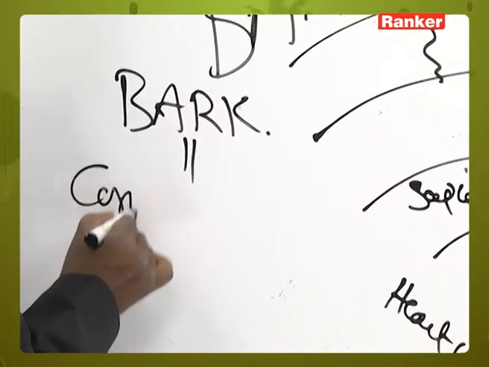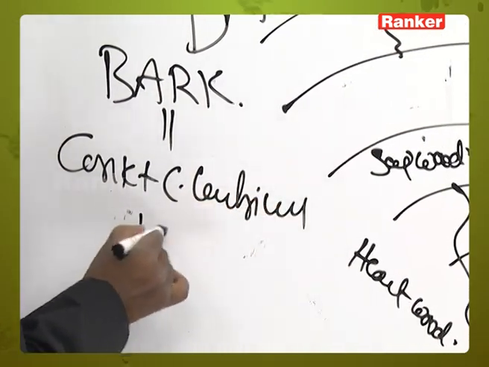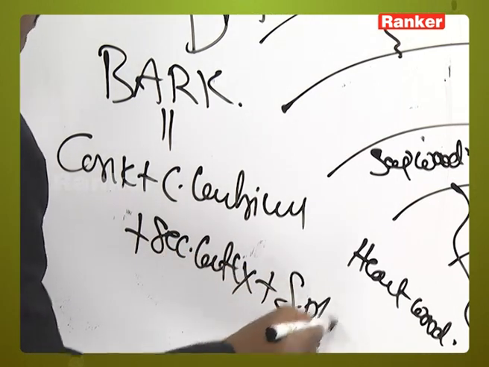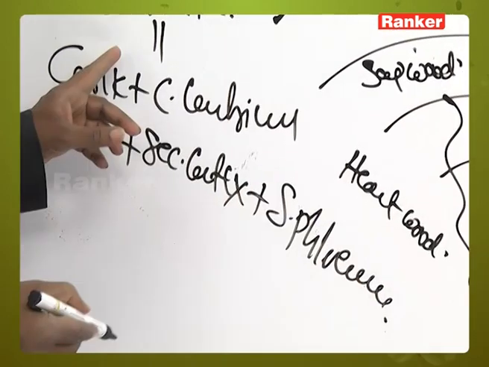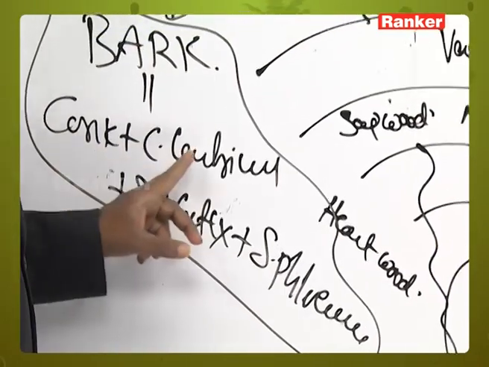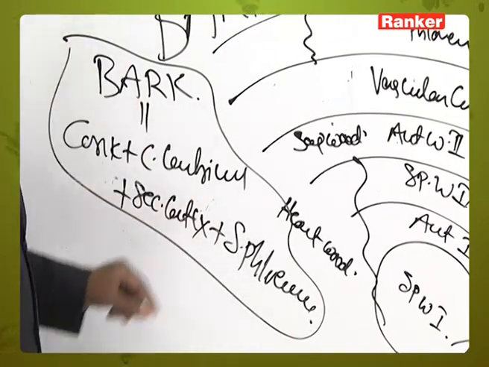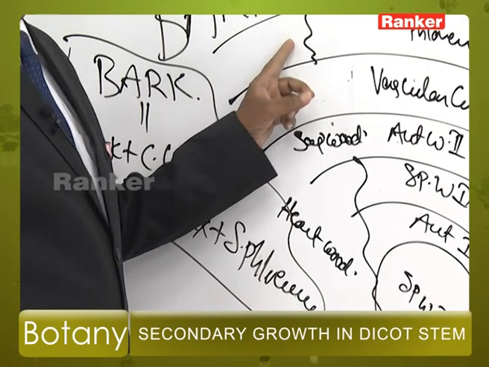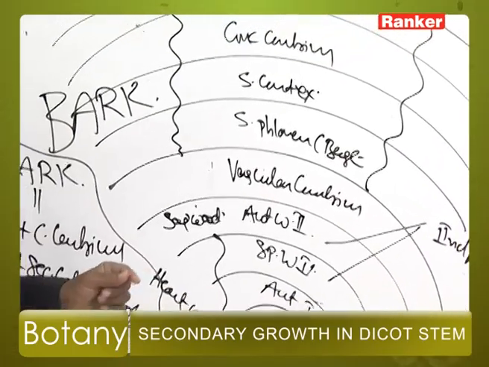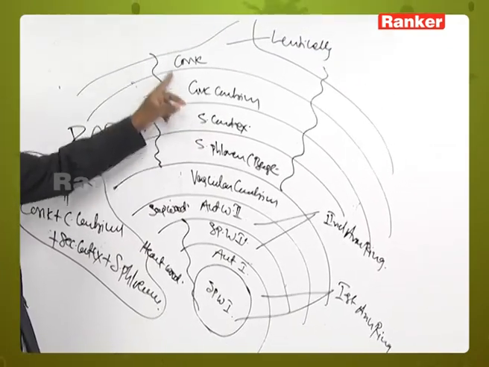Cork plus cork cambium plus secondary cortex plus secondary phloem. Bark includes cork, cork cambium, secondary cortex, secondary phloem. The entire tissue present above the vascular cambium is called bark. Bark includes secondary phloem, secondary cortex, cork cambium, cork.